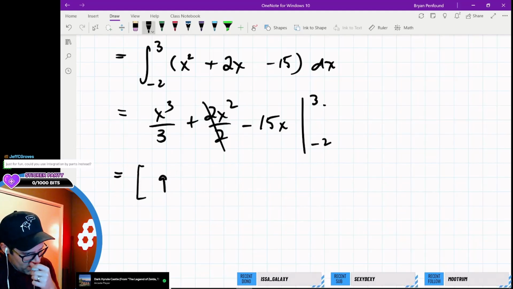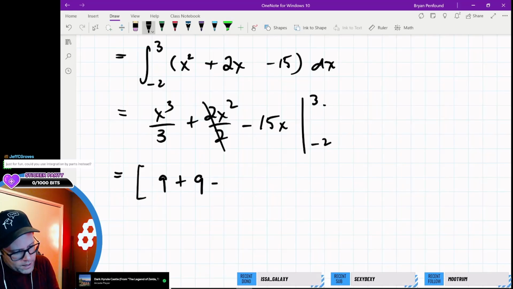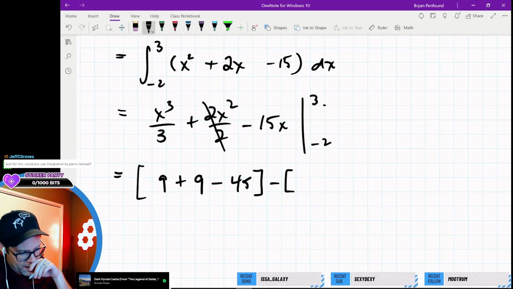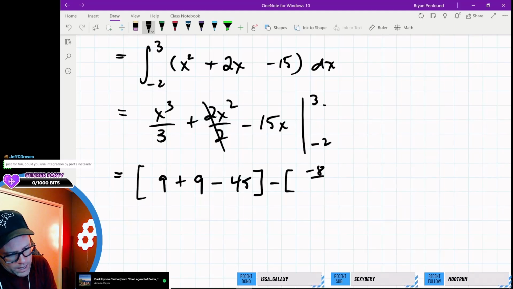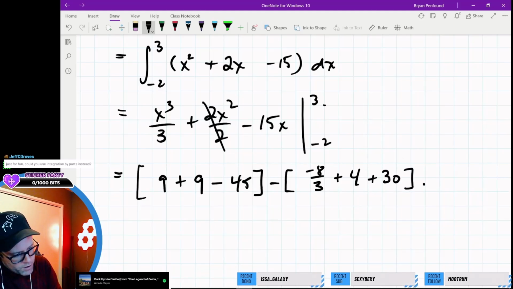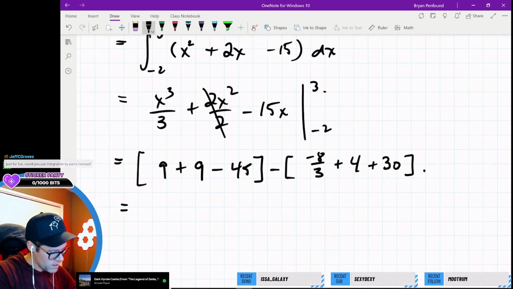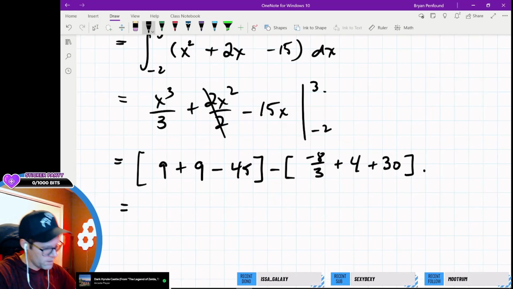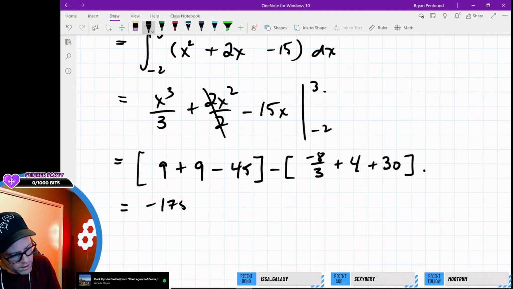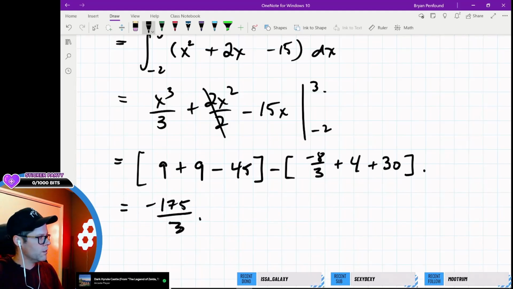So 27 over 3, we have an x squared. So that's 9. And then a 15 times 3, which is 45. And we need to subtract the lower bound. So -2 cubed, that's going to be -8 over 3. -2 squared is 4. And then 15 times -2 should be -30. So we're looking at something like this. I'm just going to pop this into my calculator. Let's go 9 plus 9 minus 45 plus 8 over 3 minus 4 minus 30. So it looks like -175 over 3.